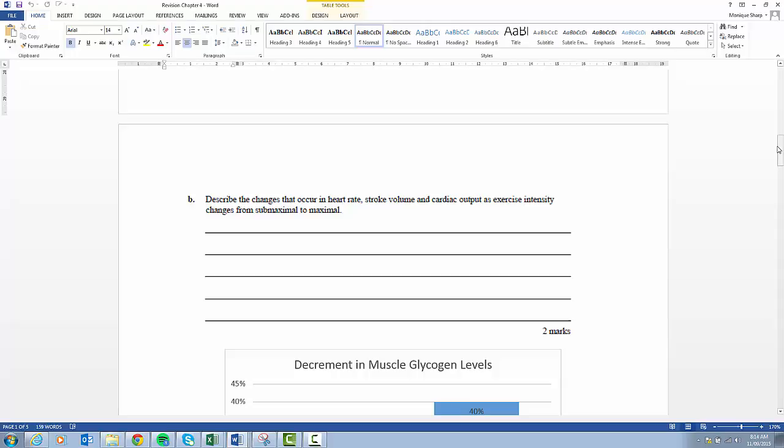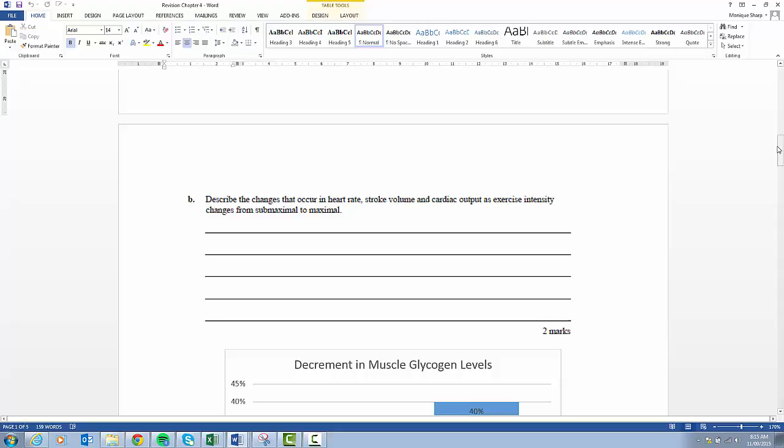So what happens in terms of heart rate from submax to max? Increase, decrease, stay the same? Increase. Stroke volume? Stay the same. Cardiac output? Increase. Pretty easy, that's all you have to say. I would conclude by saying the increase in cardiac output is a result of the increase in heart rate rather than stroke volume.